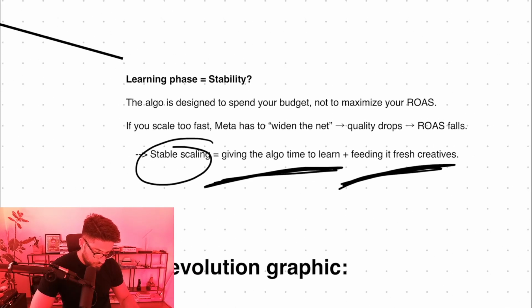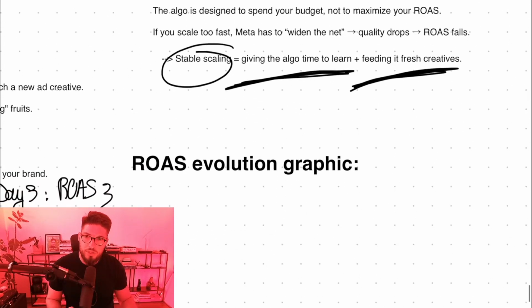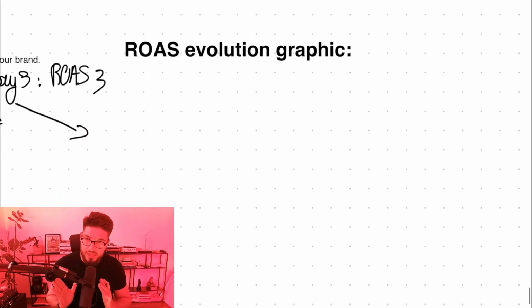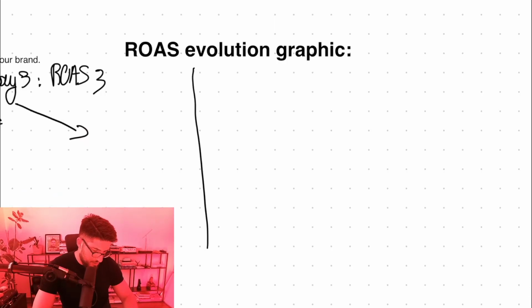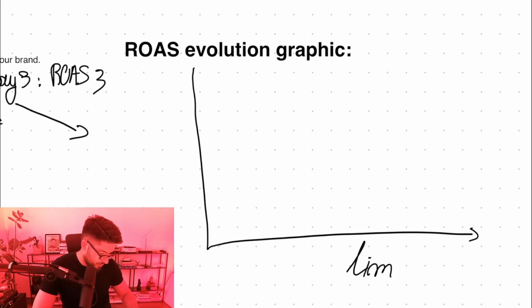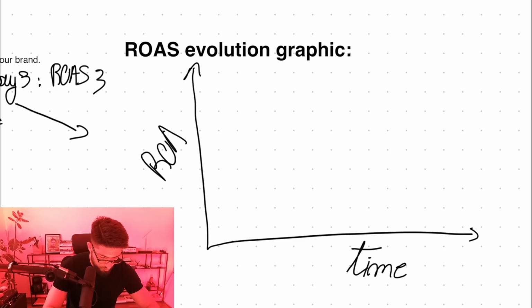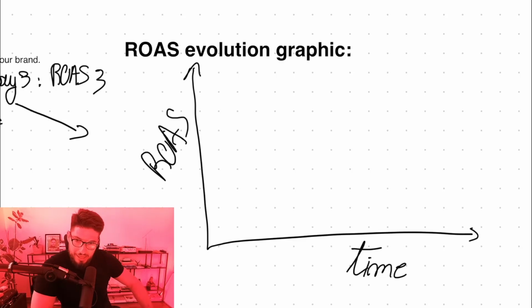With this being said, I'm going to give you the ROAS evolution graph that I think is what usually happens. So let's try to do this. Now this is going to be the graph, okay? Here we're going to have time, and here in this axis we're going to have ROAS. Okay, I feel like I'm back in college.